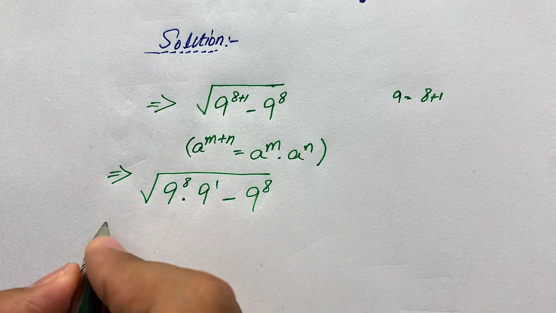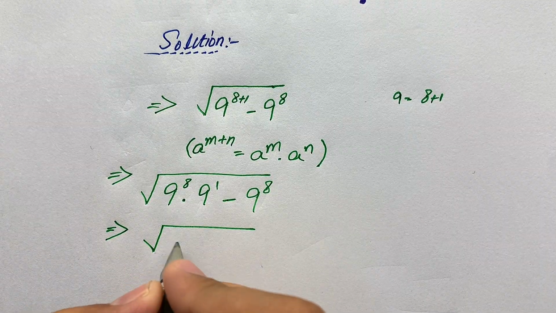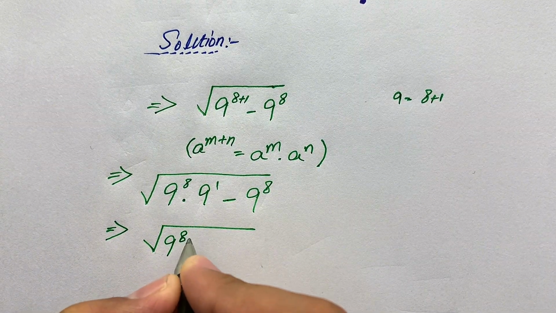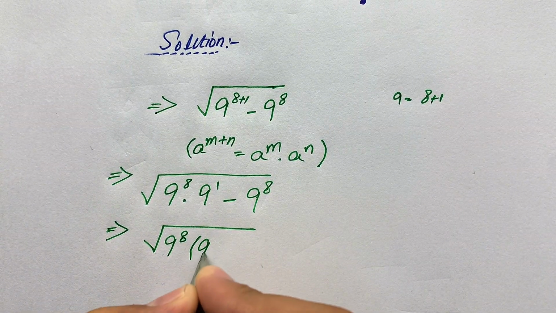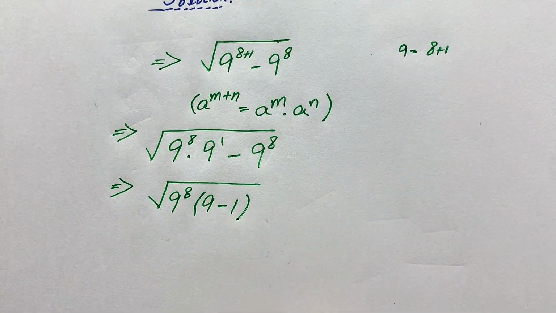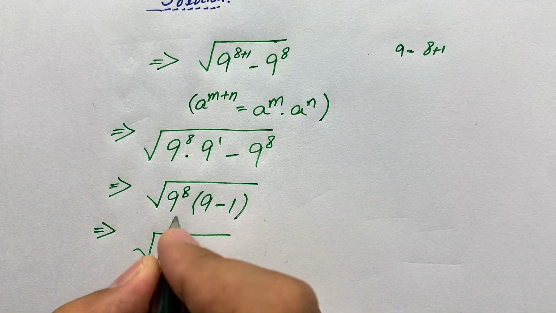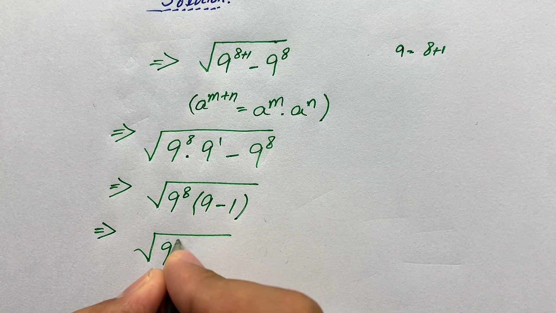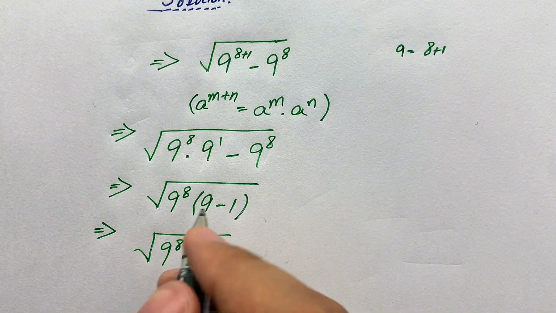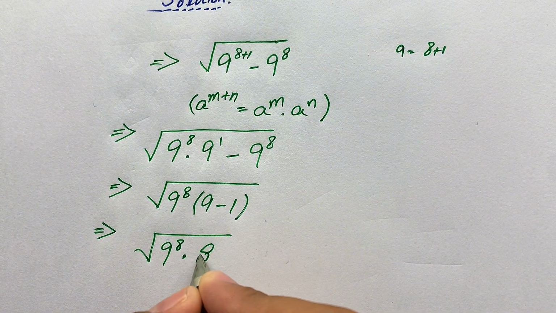So in the next step, under the root of 9 to the power 8 into 9 minus 1. In the next step, this 9 minus 1 is also equal to 8.